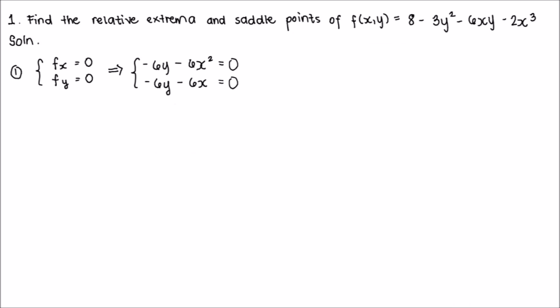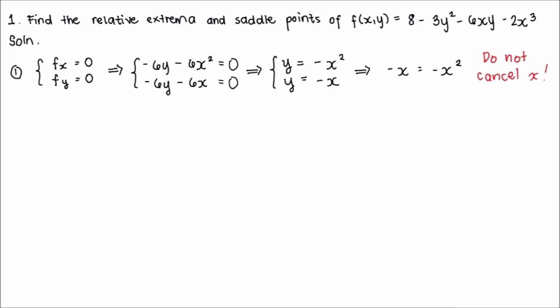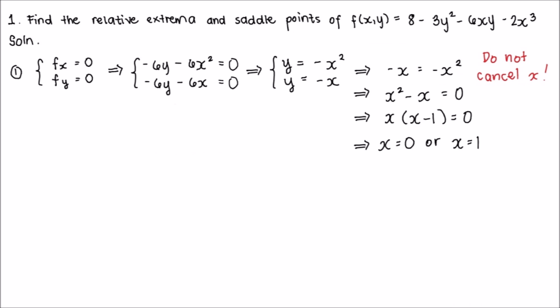Let us simplify this first, divide both equations by negative 6, and isolate y on the left side. Both expressions on the right side are equal to y, so we can equate them like this. Please be reminded that we cannot cancel x here, for we do not know if x is 0 or not. Instead, we transpose x squared to the left side, then factor out x.